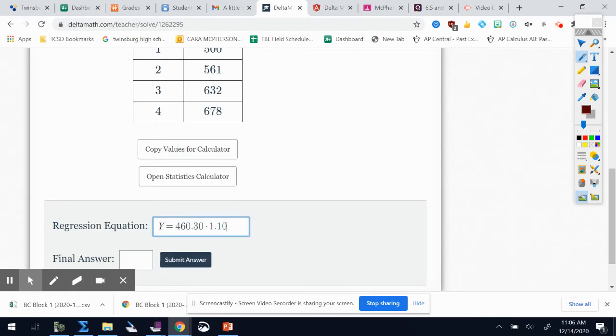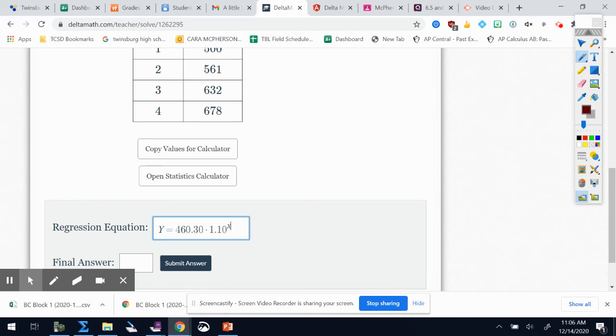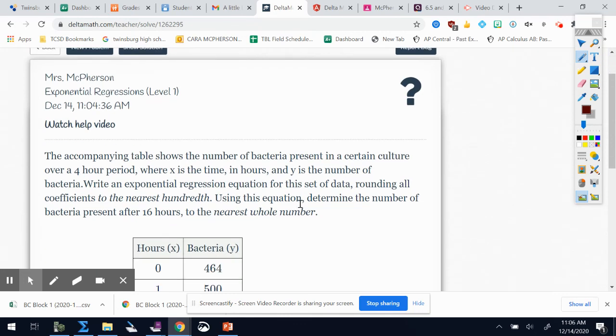I'm going to open up my screen to make it easier. My x power, I use my caret button for the x power. I don't know if it cares that this is a capital Y. I think I'm going to change it just because that's bothering me. So there's my model. And then the last question says to use that model to figure out how much bacteria is going to be present after 16 hours.